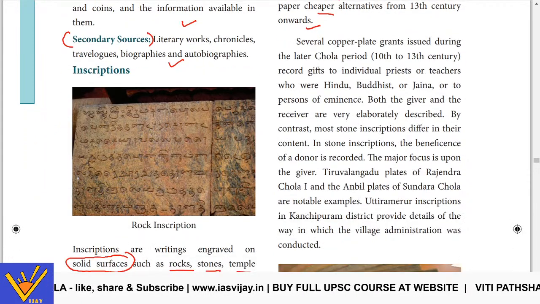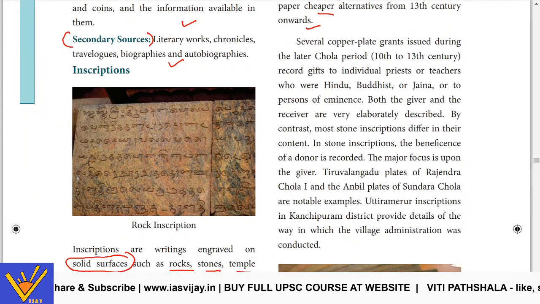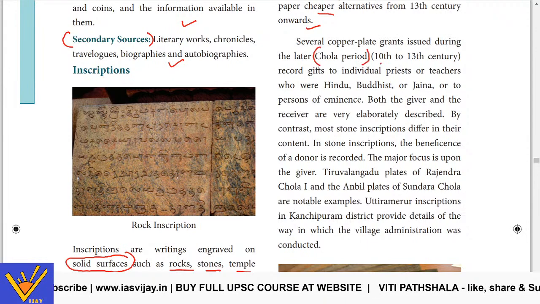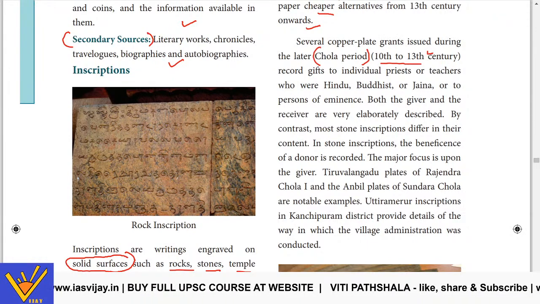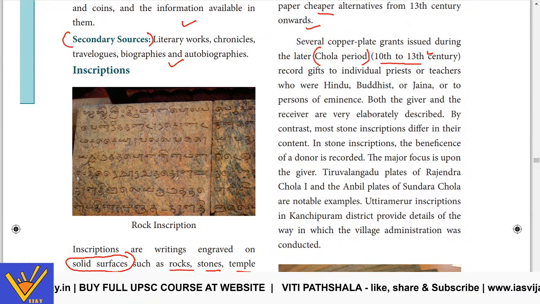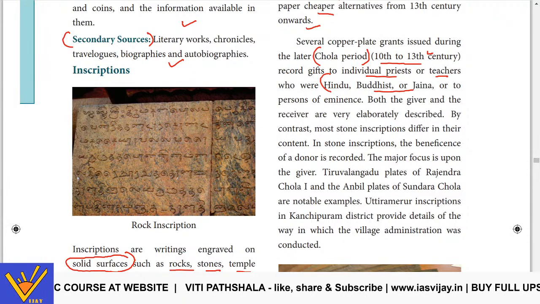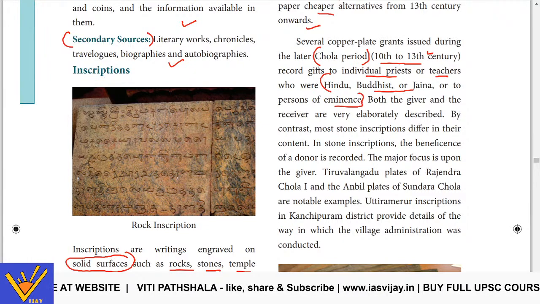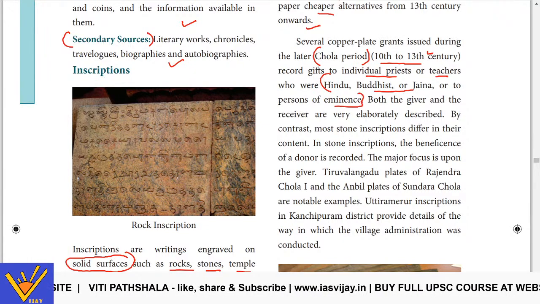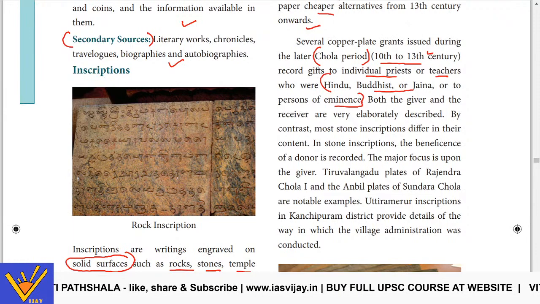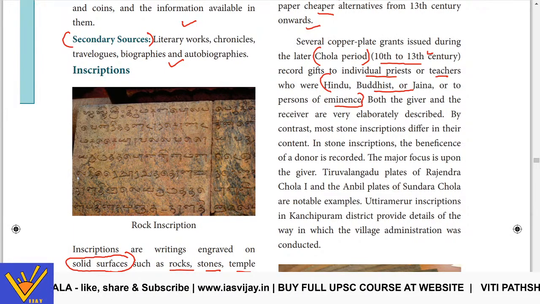Now, several copper plate grants issued during the later Chola period, 10th to 13th century, record gifts to individual priests and teachers, who were Hindu, Buddhist or Jain, or persons of eminence. Both the giver and the receiver are very elaborately described in these.